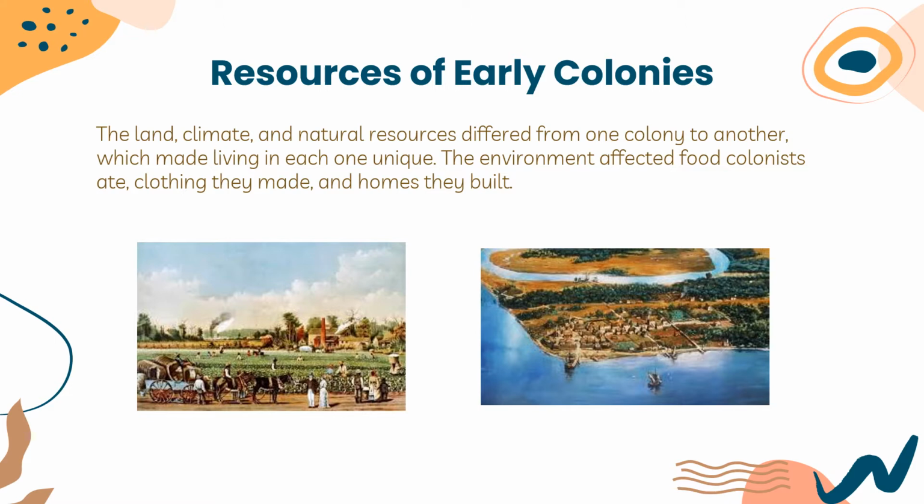People changed the land to suit their needs. As you can see in the two pictures here on this slide, the economy in some of the colonies was based mainly on farming, while others were based on the ocean, either trading or hunting for whales or fish.